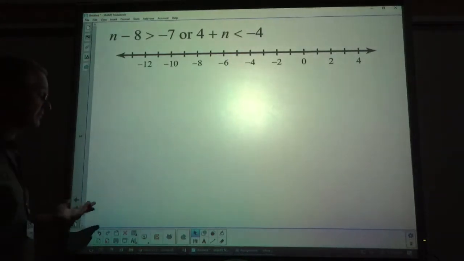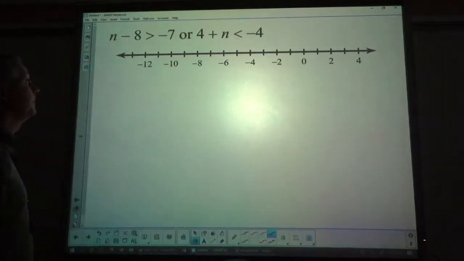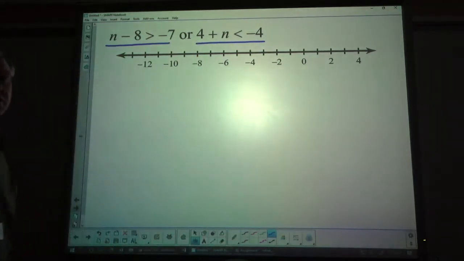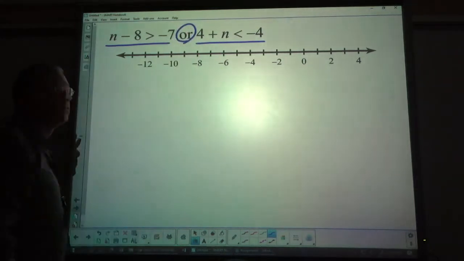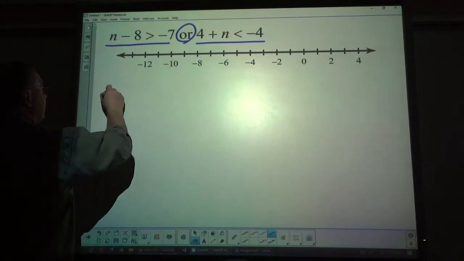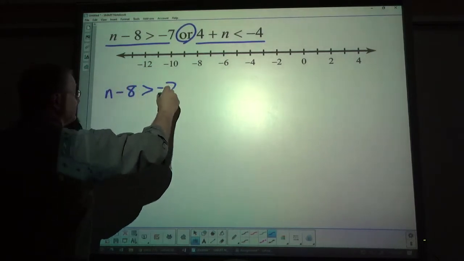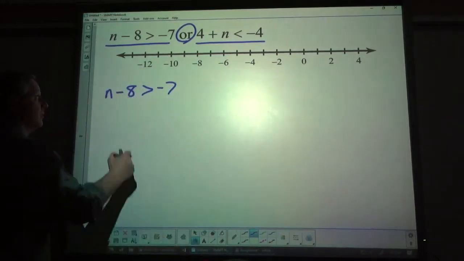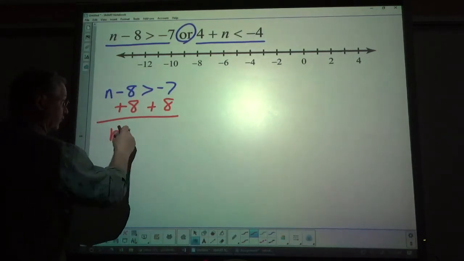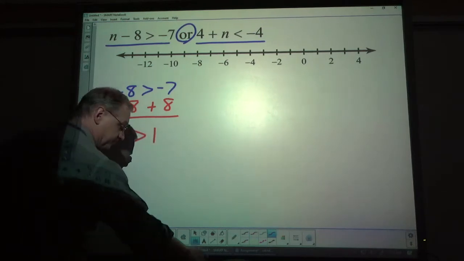Now, with this graph, this is an OR graph, obviously. I'm going to have to solve it first and then graph it. I have 2 things that I'm solving, 2 inequalities, connected with the word OR. When you do this, you have to do both out separately. N minus 8 greater than -7. I'm going to do that one alone. Add 8. N greater than 1.